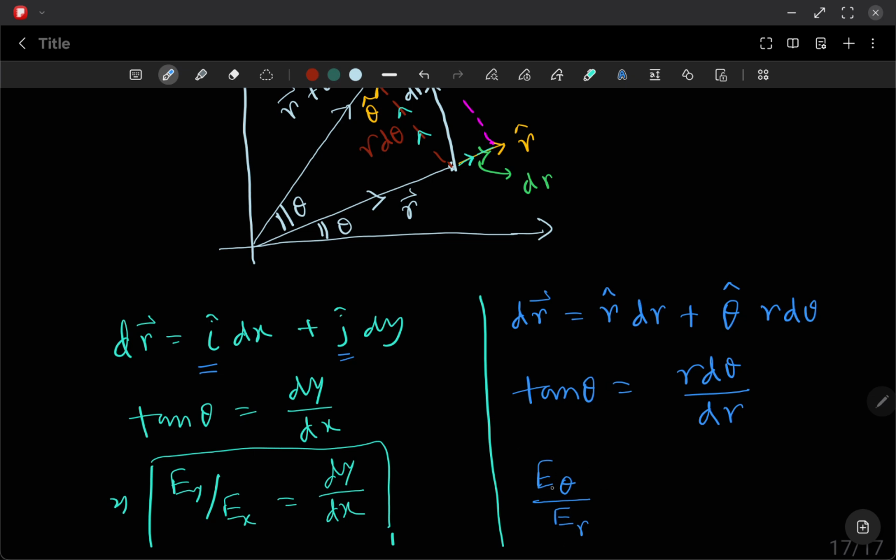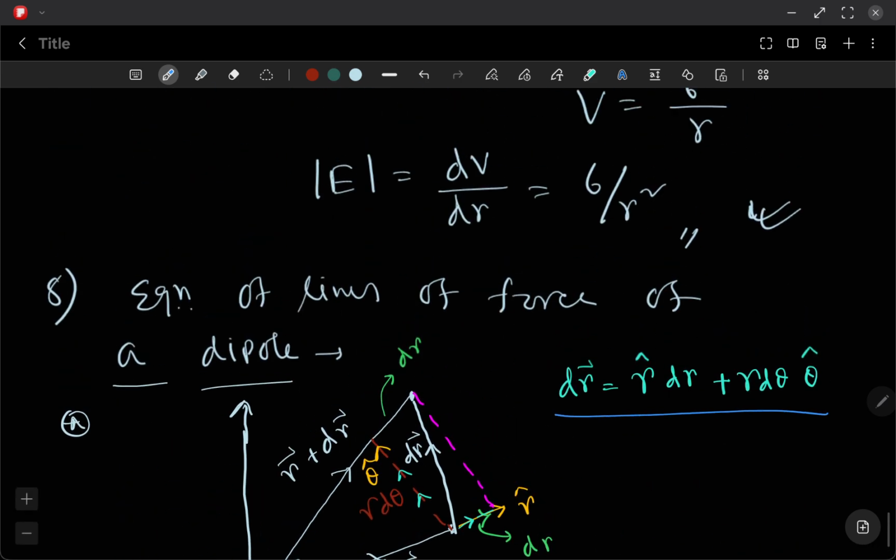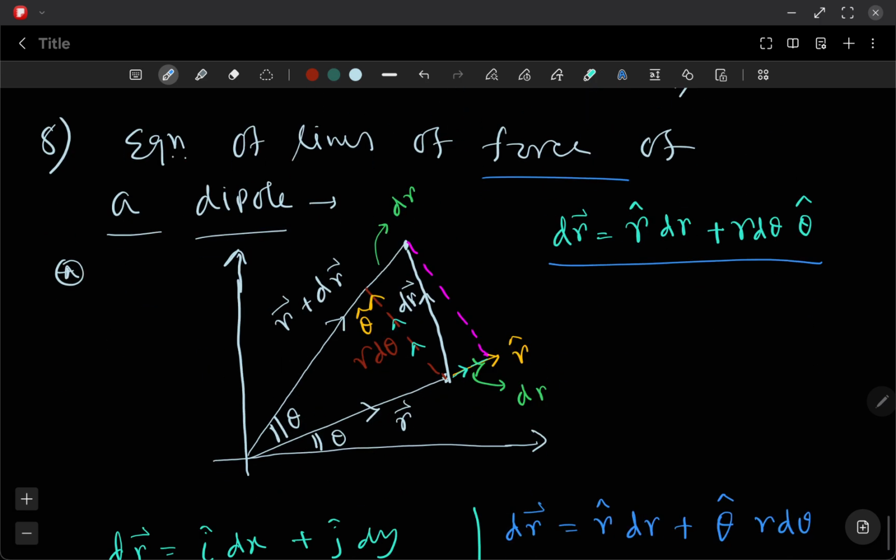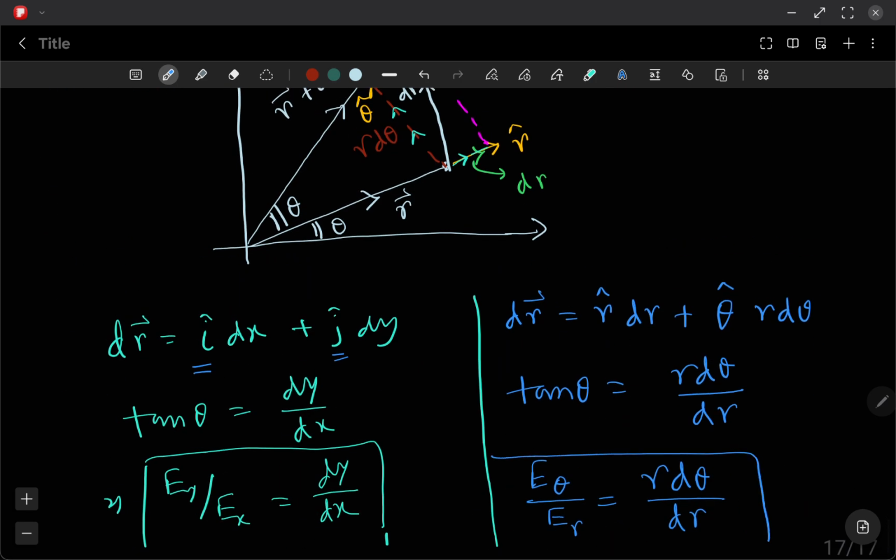Okay, the slope of tangent will be this, because the intensity is along the tangent at a point on the lines of force. As it is along the tangent on a line of force, tan theta will be E theta by Er. So it equals r d theta by dr. Okay, so in order to derive the lines of force of a dipole, we must consider this relation. Previously we discussed this one, and now just from analogy we will discuss this relation. With the help of this relation we can derive it.